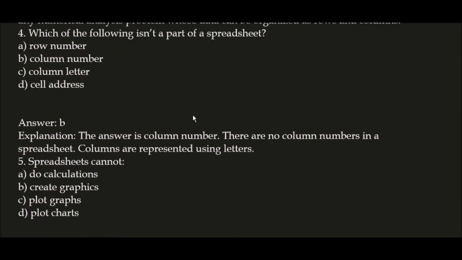Okay, next question, which of the following isn't a part of a spreadsheet? Option A row number, option B column number, option C column letter, option D cell address. Here your correct answer is option B column number. The answer is column number because there is no column number in a spreadsheet. Columns are represented using letters. Okay, I hope all the things are clear to you.